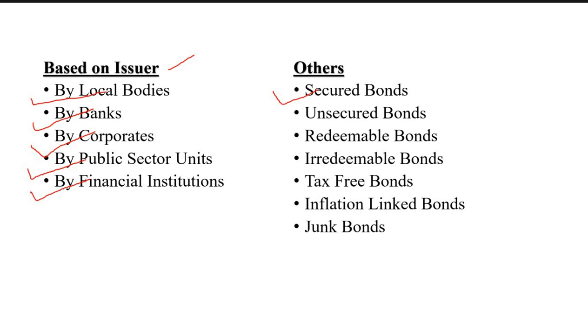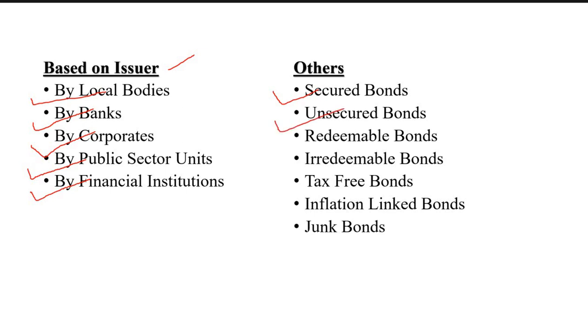Such kind of bonds are known as secured bonds. So in simple words, secured bonds are nothing but the bonds which are secured with any asset, collateral assets. So that are known as secured bonds. Next is unsecured bonds. The bonds which are not secured by any type of collateral assets are known as unsecured bonds.